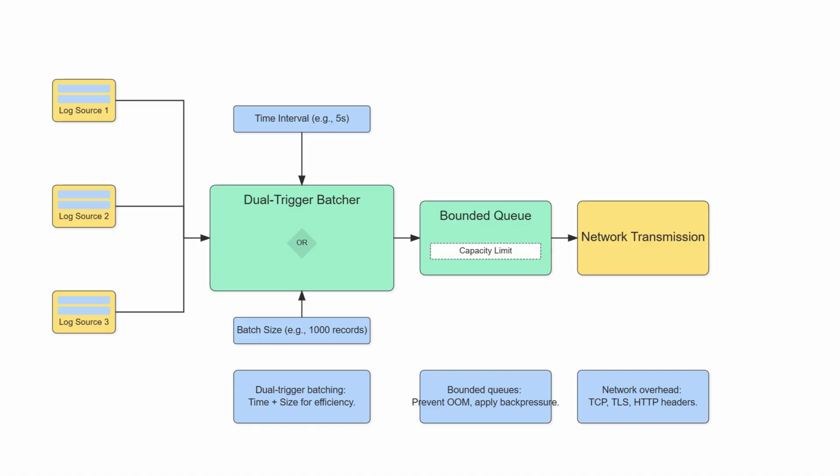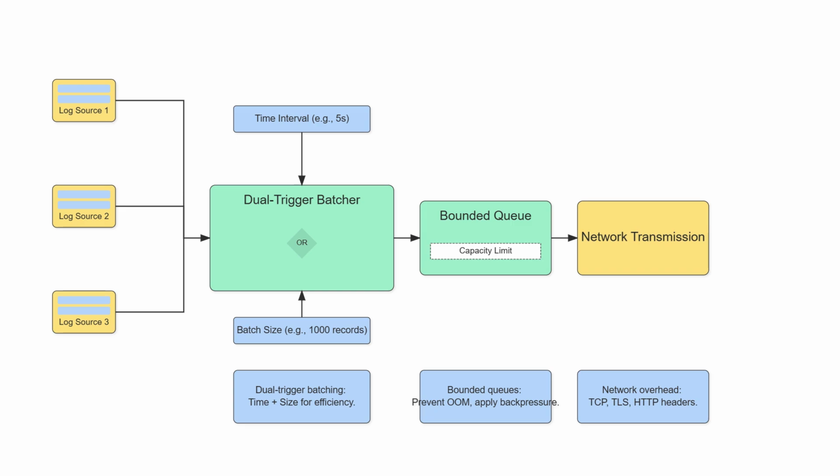This is where batching comes in. We accumulate data points and wait for a trigger before transmitting in bulk. The fundamental challenge is balancing latency and throughput. Production systems solve this with dual trigger batching, flushing when either a batch size or a time interval is reached, whichever comes first. For example, sending 1,000 logs or waiting 5 seconds. This ensures you get high throughput during peak traffic and bounded latency during quieter periods.